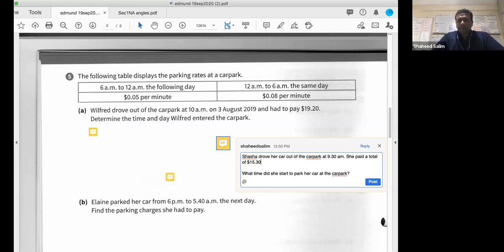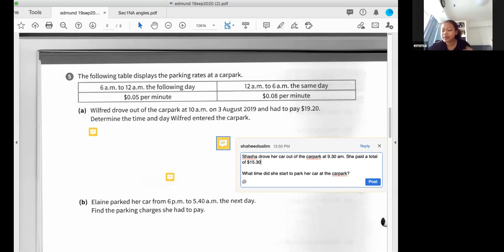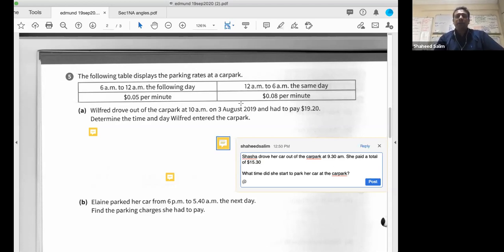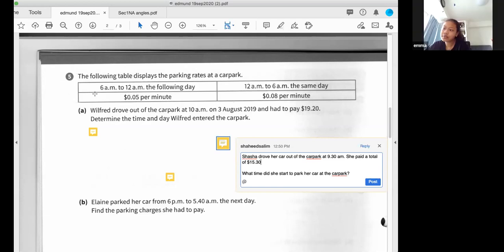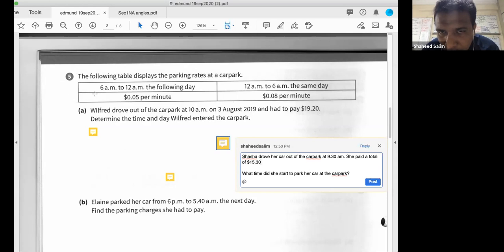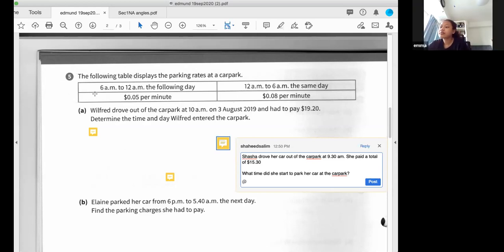Can Emma? Okay, so now we start 9:30 a.m. Is it this first one or second one? First. So we look 6 a.m. to 9:30. The new rate is from 6 a.m. to 9:30. Why 9:30? Because she left at 9:30. So how many hours and how many minutes is that? From 6 a.m. to 9, 3 hours 30 minutes.